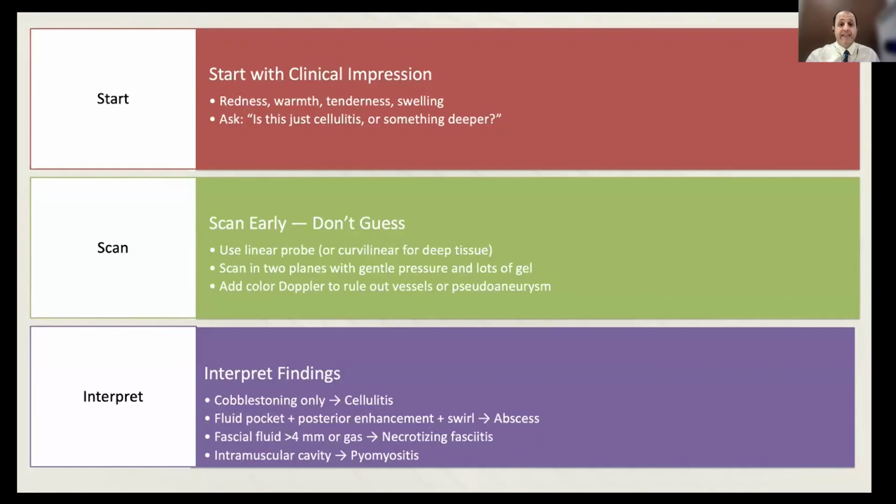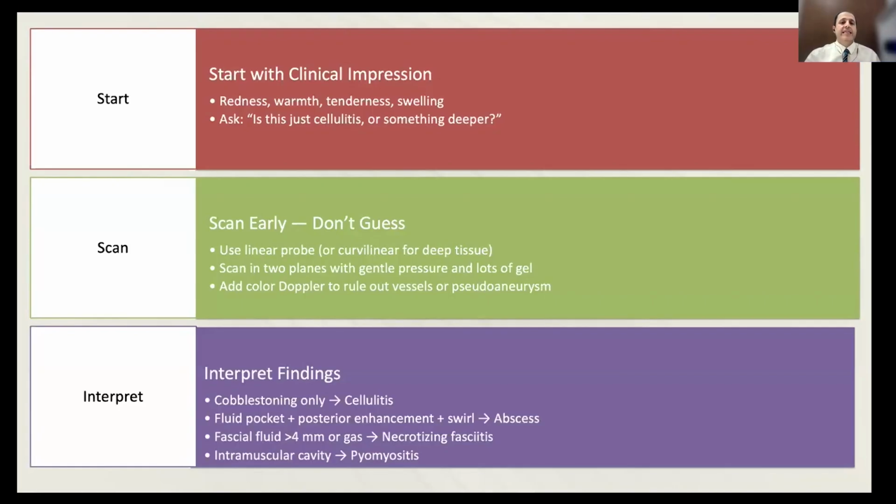So I use different techniques and different probes, and I'm always scanning in two planes, sagittal and another plane also. I use a lot of gel to have better optimization. I'm always using color Doppler to rule out the vessels, the pseudoaneurysm, just to guide me when I'm doing the incision to avoid any unexpected injury to the vessels and nerves. And then I will interpret my findings considering our clinical findings.